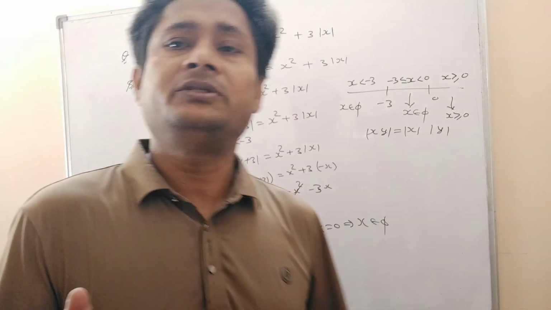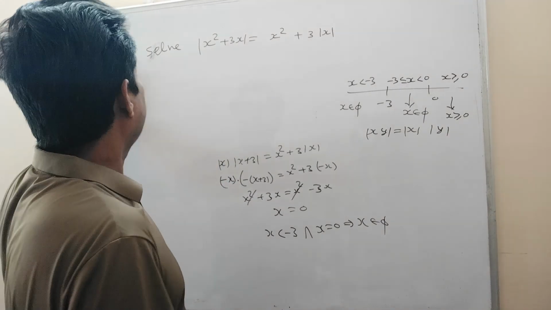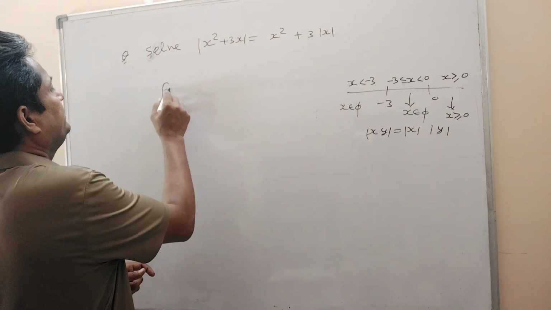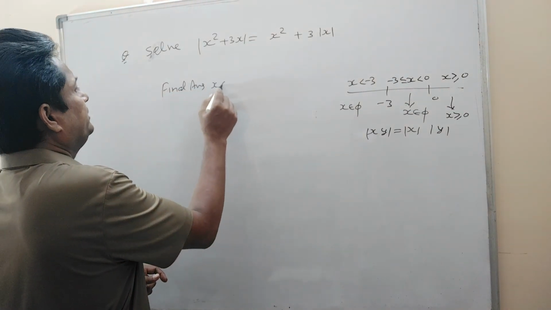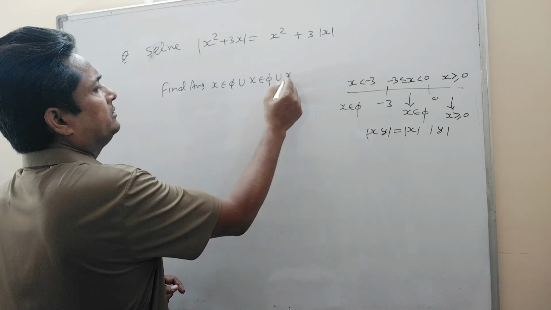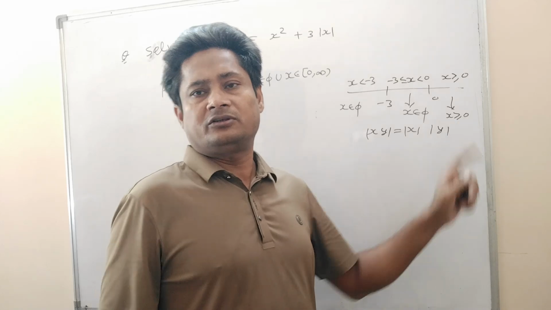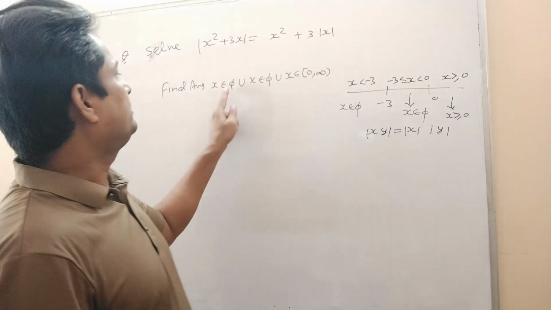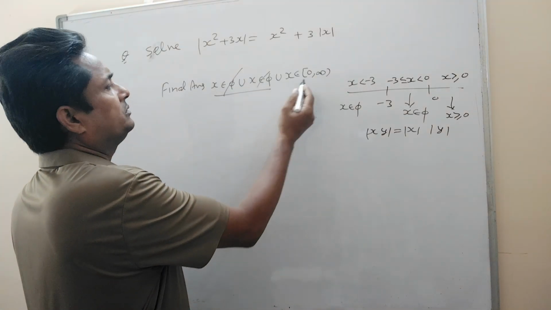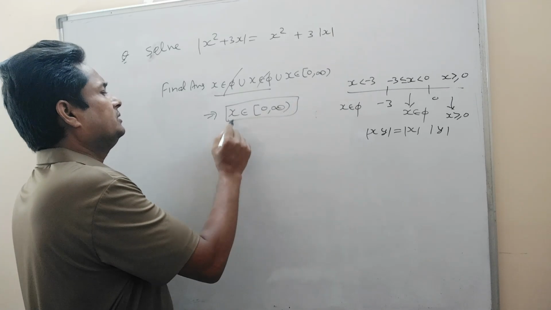Finally we have to take union of all the cases answers. So now take union of all the cases answers, you will get your final solution. So what will be the union? Final answer will be x belongs to empty set union x belongs to empty set union x belongs to 0 to infinity. This is what x greater than or equal to 0 means, 0 to infinity. So there are no elements in this one. There is no element, so this cancels out. So only answer is what? X belongs to 0 to infinity. So this is our final answer.